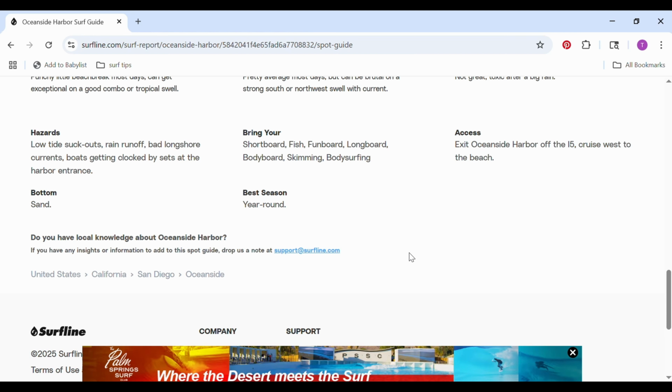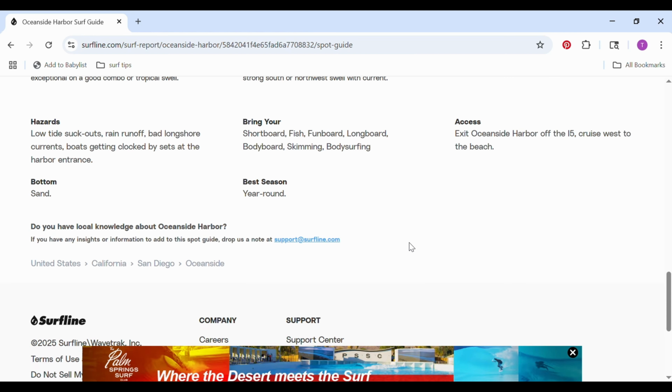They also tell you what kind of bottom it is. As I mentioned, knowing whether it's a rock bottom or a sand bottom is really helpful when you're first learning how to surf. The best bottom I feel like is a sand bottom, because it's soft and you don't have to worry about hitting yourself or your board.